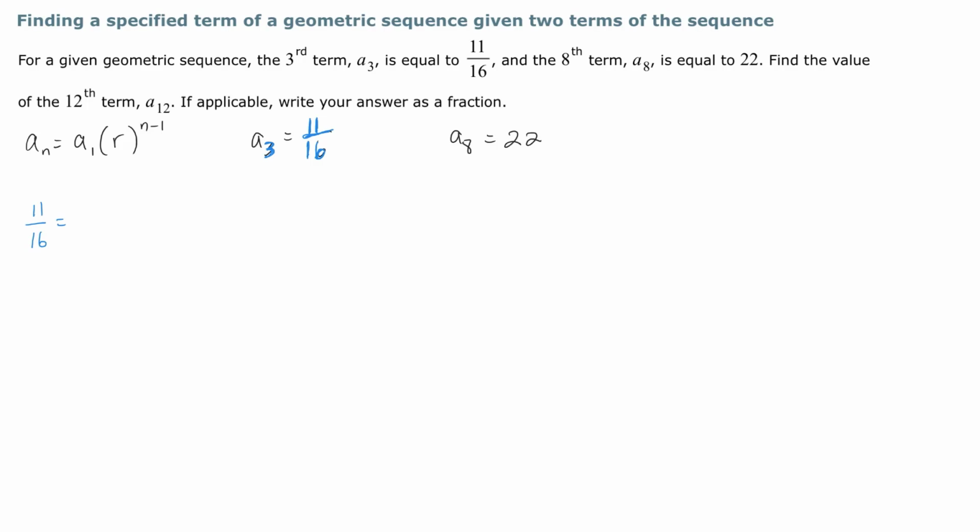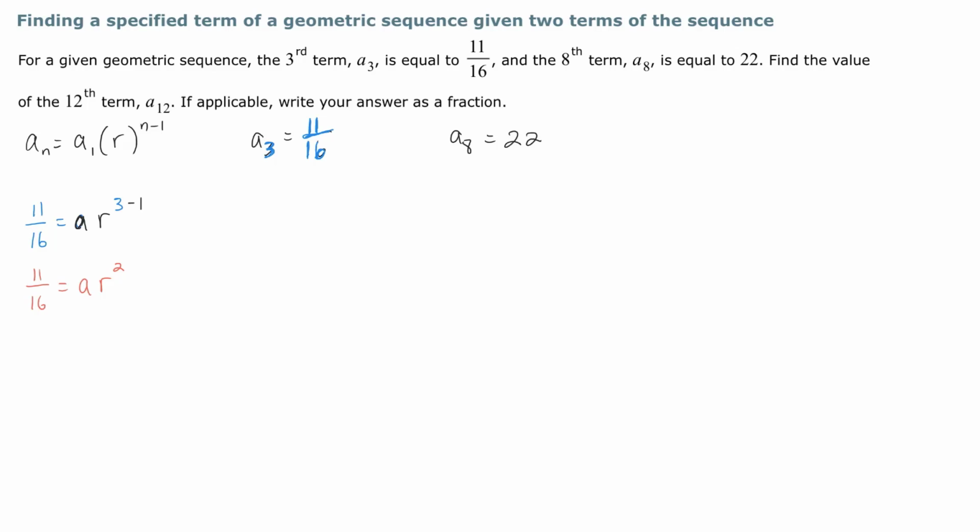And we have a sub 1 times r. And then we know what n is. N is 3, so 3 minus 1 is 2. So we get this equation: 11/16 is equal to a sub 1 times r squared.